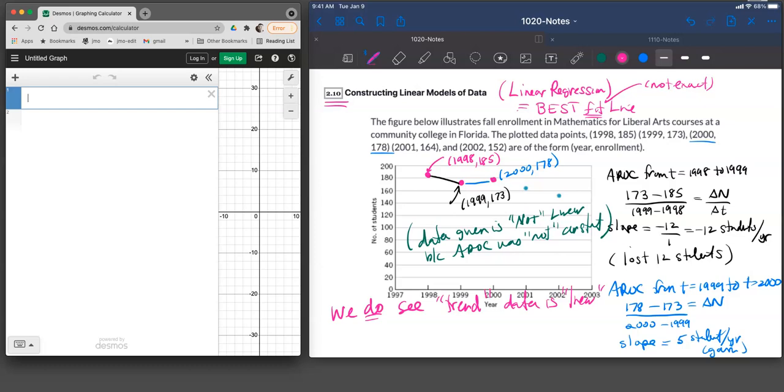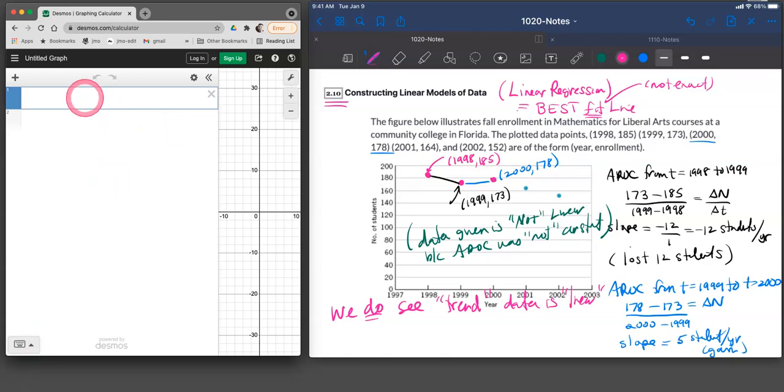Okay, so the question is, how does one come up with a line that might best fit this data? And there's a lot I could say on this problem, but we should instead just focus on how technology might help us find the answer.